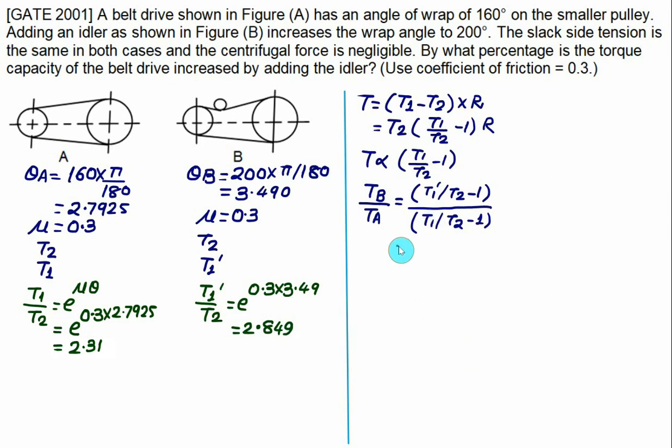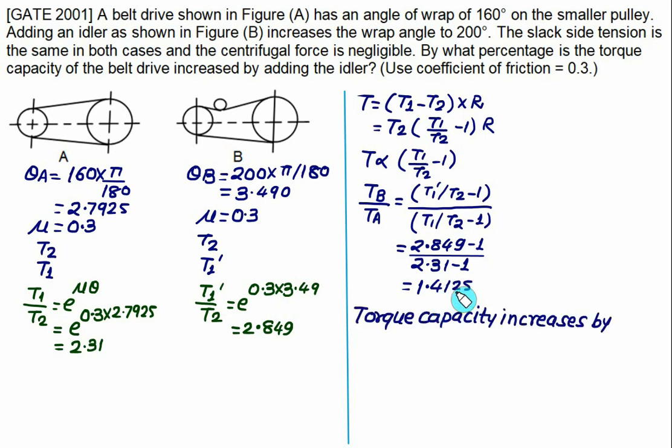So let's substitute the value of T1 prime by T2, which is 2.849. So 2.849 minus 1, divided by T1 by T2, which is 2.31 minus 1. This answer is close to 1.4125. This fraction value represents the increase in the torque capacity, multiplied by 100, that is equal to 41.25% increase in the torque carrying capacity.